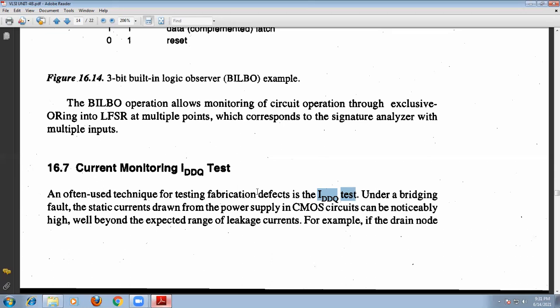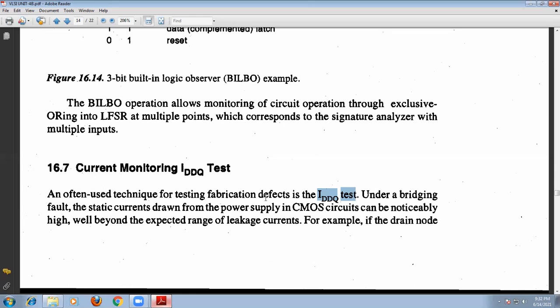So what happens? A very large amount of current flows, because that indicates there is a bridging fault, where the drain is connected to the VDD. Because of this, the IDDQ current, the DC current flowing in the drain, can be very high, even when the input signal is high, compared to the normal high-input current.